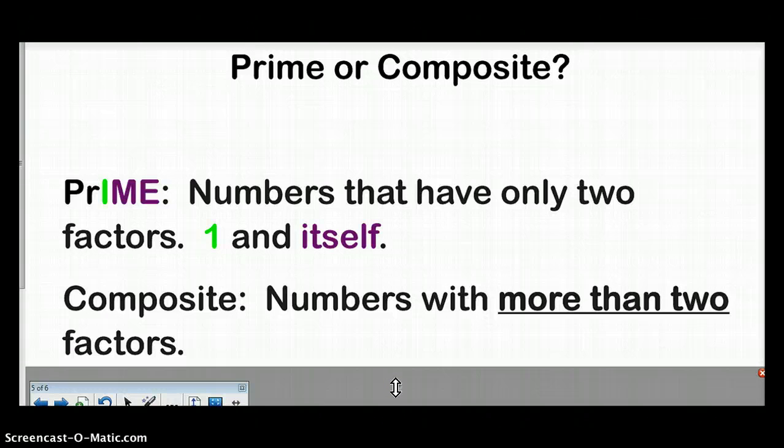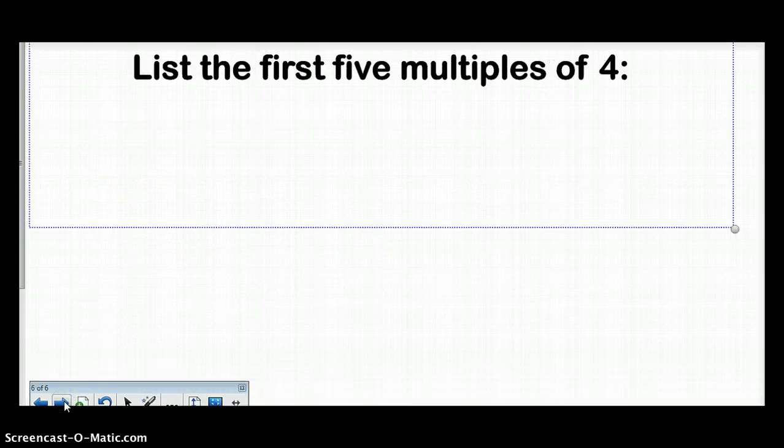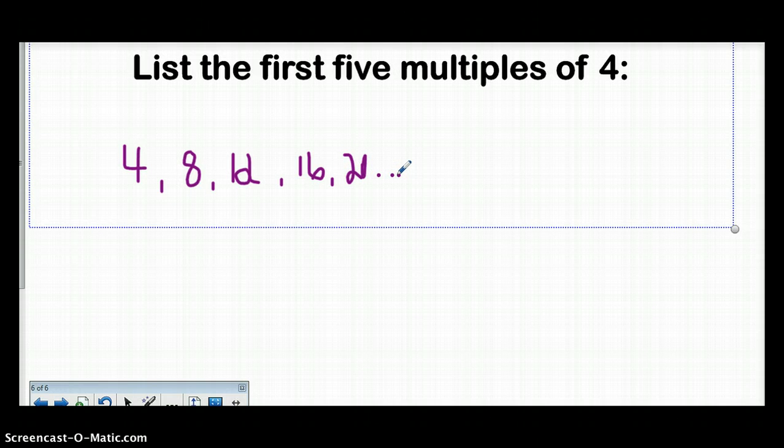So when we were finding the factors of 18 earlier, we could come to the conclusion, after seeing that the number 18 has more than 2 factors, that it is a composite number. And finally, listing the first 5 multiples of 4. Let's do that together. The numbers you say when you skip count: 4, 8, 12, 16, and 20. And remember that we always end our list of multiples with this ... to remind us that it continues to go on and on forever.